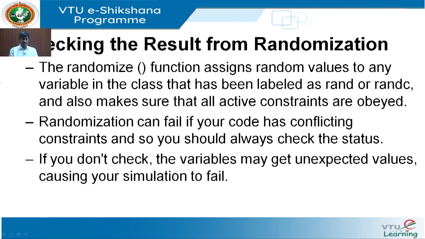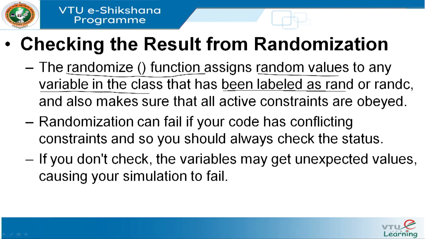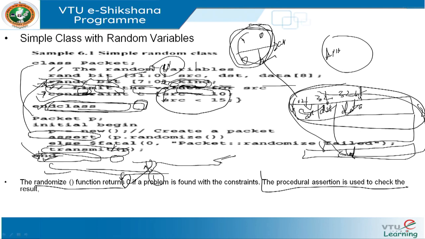How to check the results from the randomization? Normally, this randomize function assigns random values to any variable in the class that has been labeled as rand or randc, and also makes sure that all active constraints are obeyed. So what is the thing here?